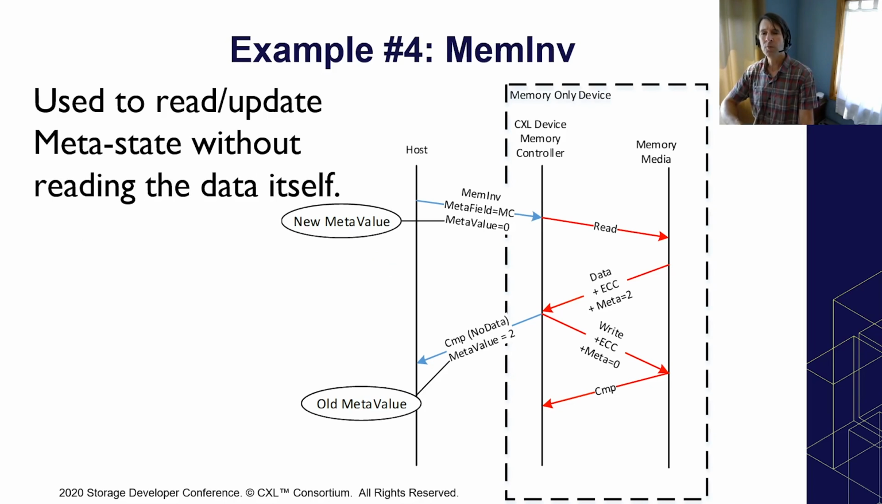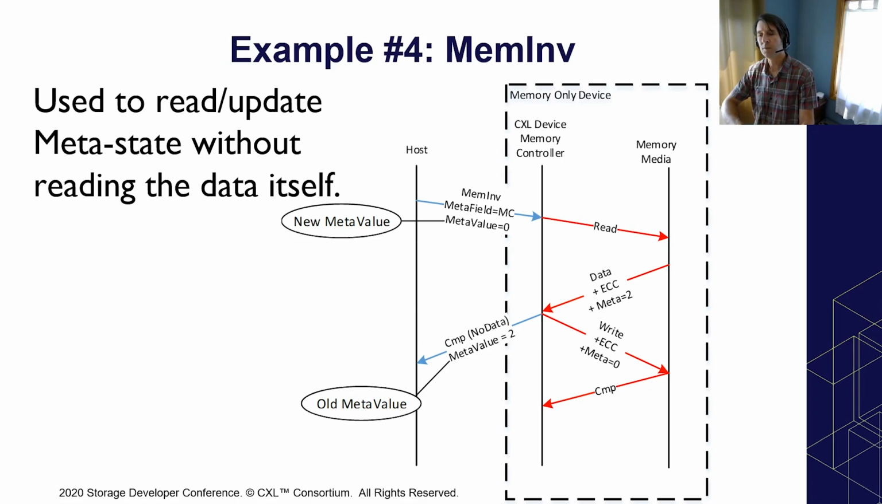CXL mem also includes in this example a way to read and update the metastate without returning the data itself. So this allows, if the host needs to either update the metastate or read the metastate, a mechanism to do that without burning bandwidth on the data return itself.